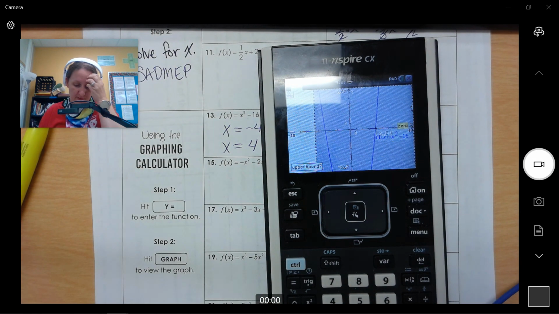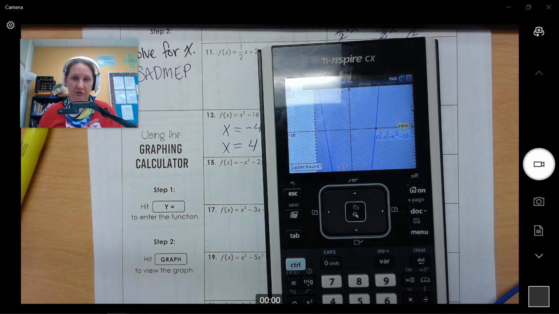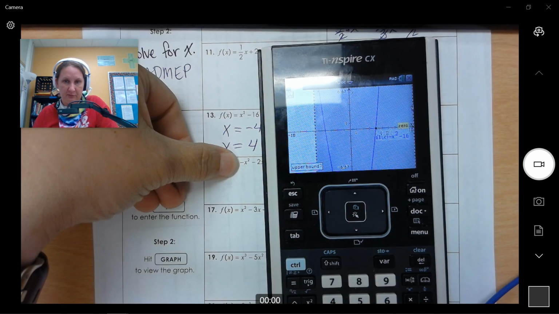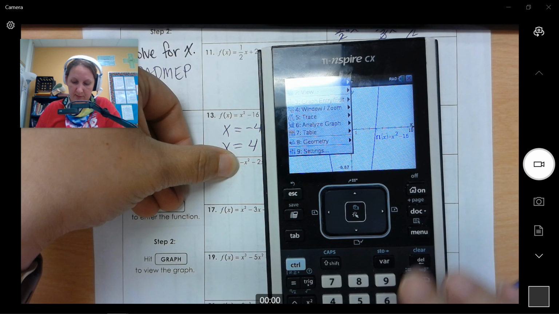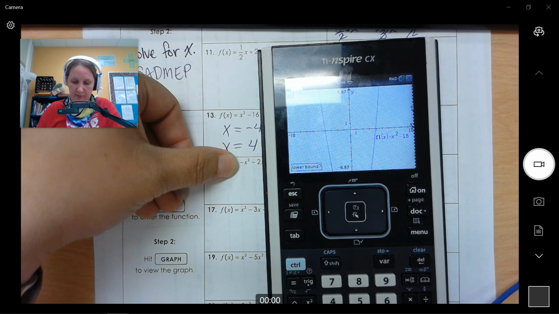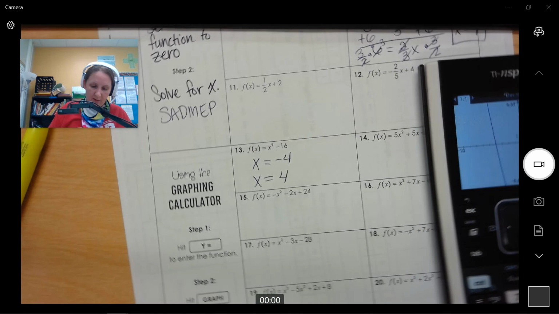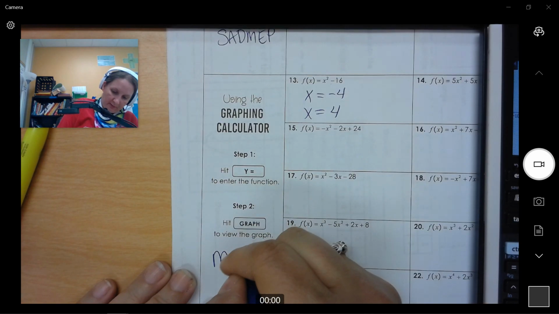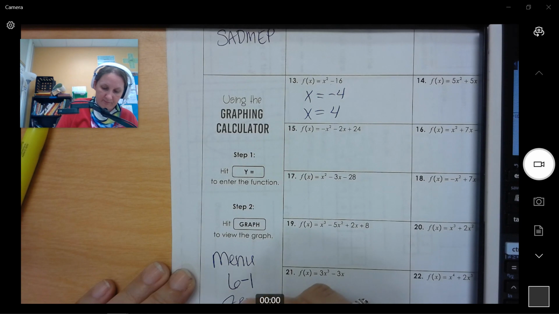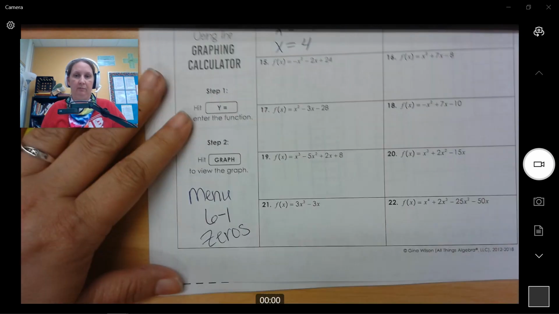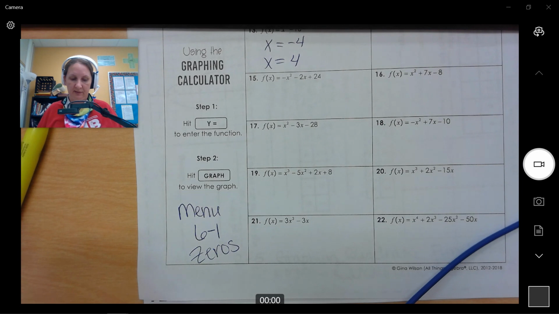Okay, so that works for all of them, and you can just put in the equation exactly how you see it after the equal sign, then push menu 6, 1. Menu 6, 1. Okay, and I'm going to write that on here as well. Menu 6, 1 for zeros. All right, so that is the end of this note.